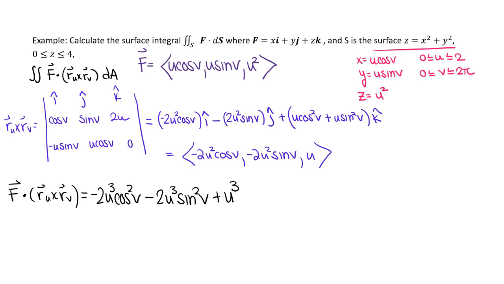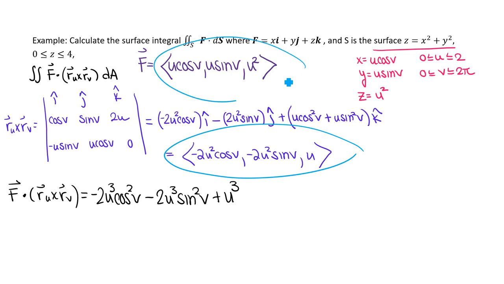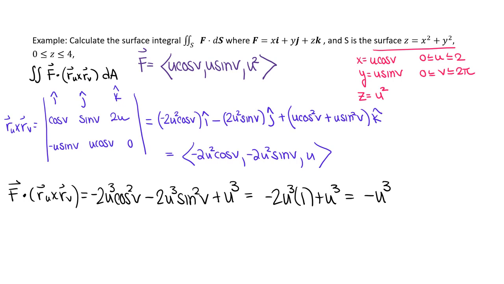All right, so finally we're going to take our vector field, which is F, and we're going to dot it with that result, that r_u cross r_v. So we're going to take the dot product of F and the result of our cross product. And I ended up getting -2u to the third cosine squared minus 2u to the third sine squared plus u to the third. We can do some simplifying. We can do some factoring of those first two terms, leaving cosine squared plus sine squared. So those first two terms just simplify down to -2u to the third. Plus u to the third, that's -1 u to the third.